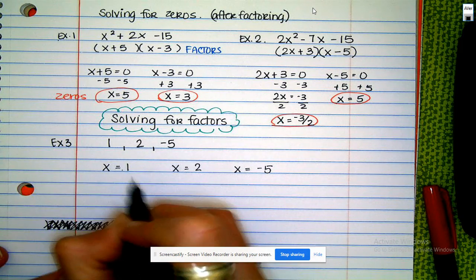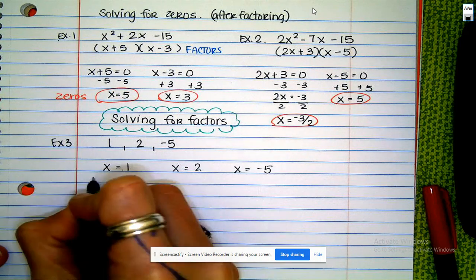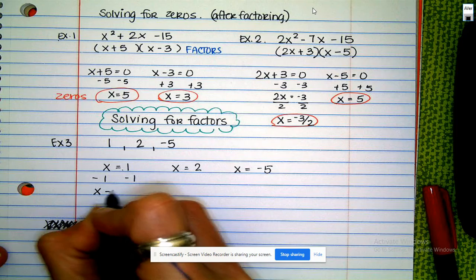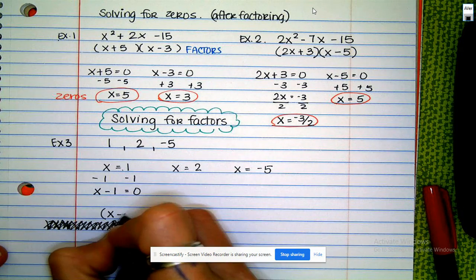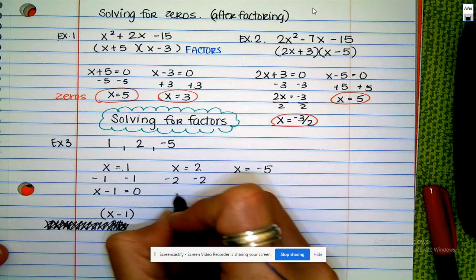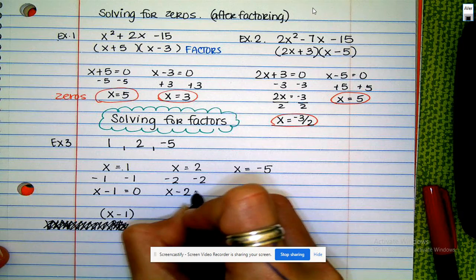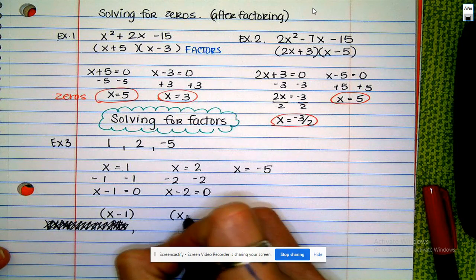So I need to get the 1 off of this side. I'm going to subtract 1 from both sides, and it's going to give me x minus 1 equals 0. So my factor for a positive 1 is x minus 1. I'm going to subtract 2 from both sides to get that x and that constant together and set it equal to 0. So the factor for a positive 2 is x minus 2.